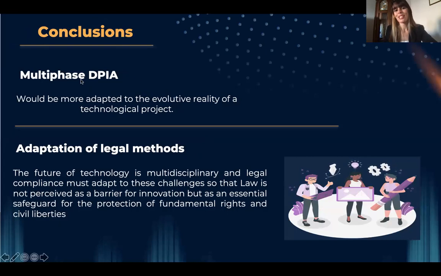So just to conclude, and for reasons of time, we propose this multi-phase DPIA because it could be more adapted to the evolving reality of a technological project. And also, we think that the future of technology is multidisciplinary, and at least from our perspective, we need to adapt to it. And law must be adapted so it's not perceived as a barrier for innovation, but as an essential safeguard for the protection of fundamental rights and civil liberties.